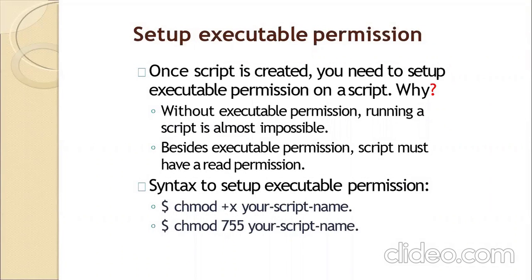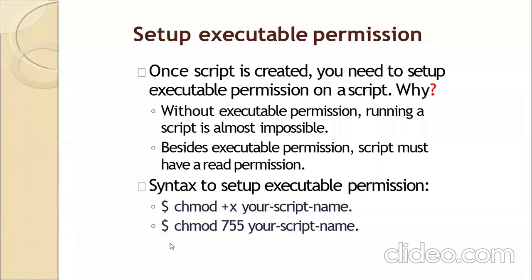Set up executable permission. Once the script is created, you need to set up executable permission on the script, because without executable permission, running a script is almost impossible. Besides executable permission, the script must have read permission. Means we are giving rights to that file. What are the different types of rights? Read, write, execute. These are the permissions for the file. We can read the file, we can modify the file by writing, and the third one is that we can execute the file. So we should give the permission to that file.